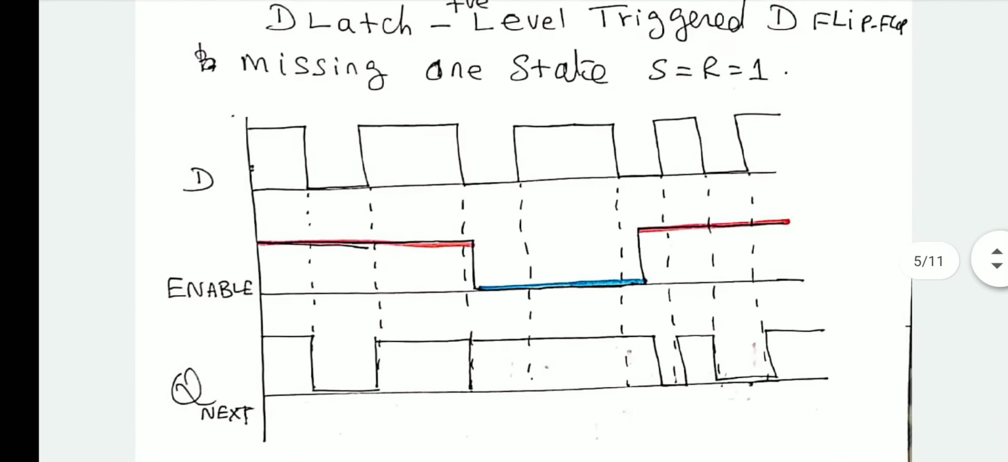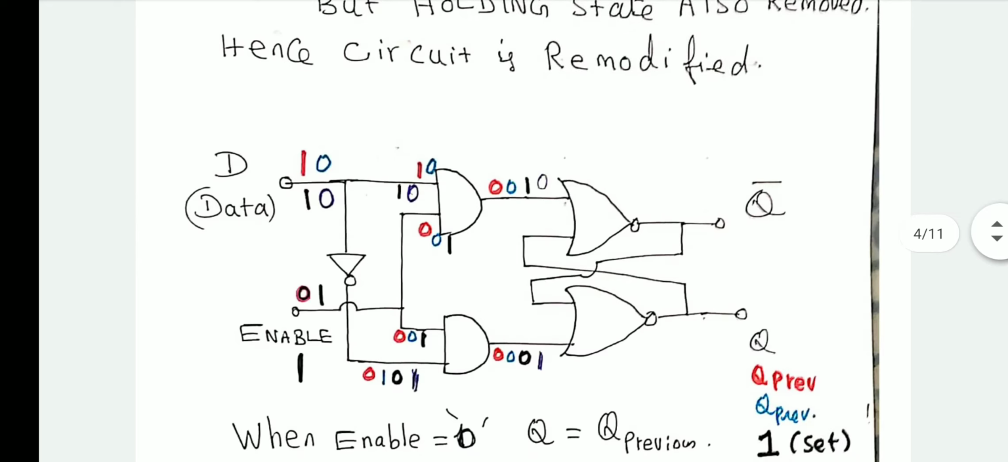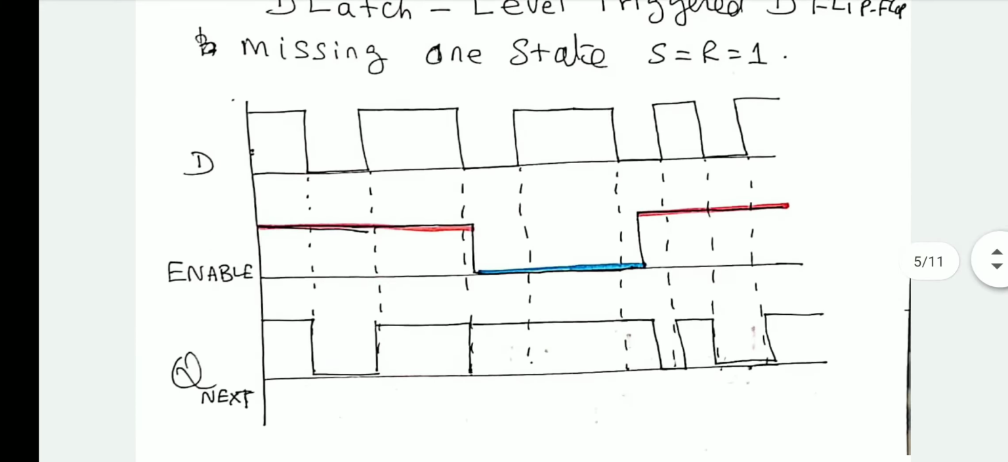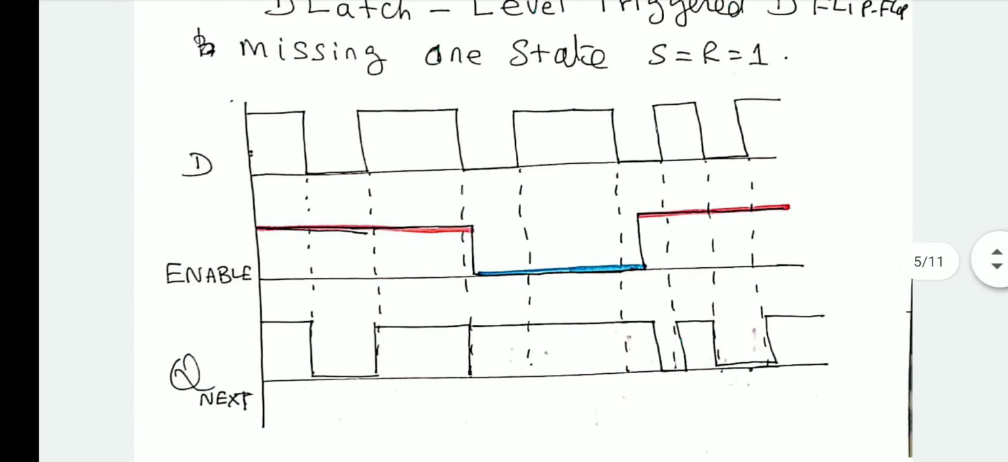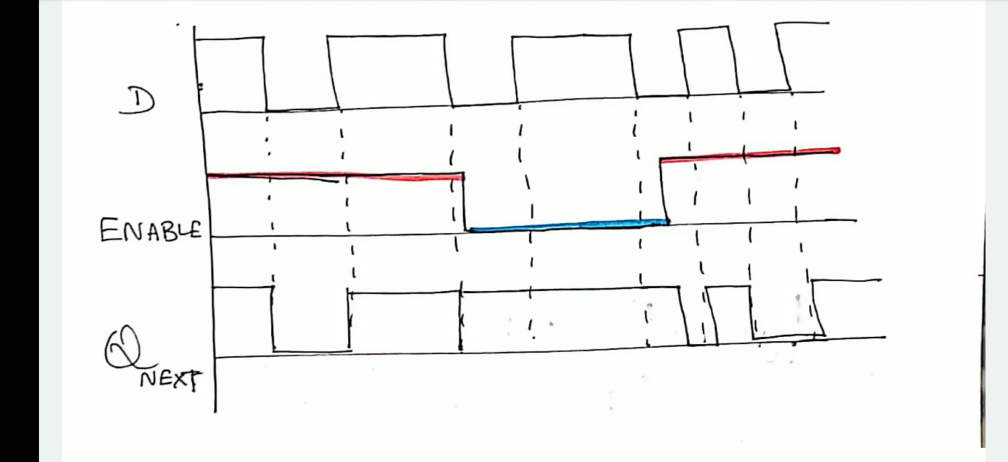But this is not a very useful circuit when you use it in an application, because see the behavior of the circuit. When enable is high, here the enable line high is shown as a red color line. When enable is high, Q follows the D. So whatever is there in D is available in the Q waveform. But when enable is low, that is shown in the blue color line, Q maintains the previous value.